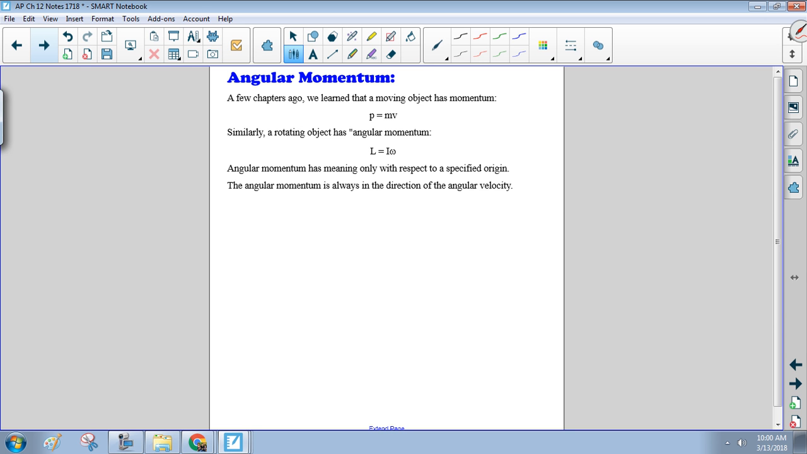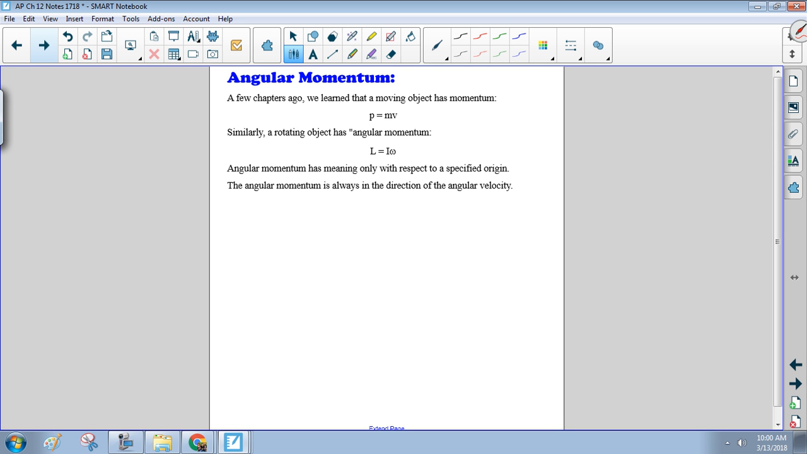The symbol for angular momentum is a capital letter L, and the equation is exactly what you think it is. Instead of inertia times velocity, it's rotational inertia times angular velocity. Cool? Now, when you define your angular momentum, you have to define your origin.